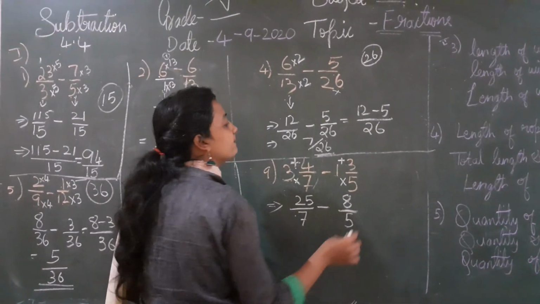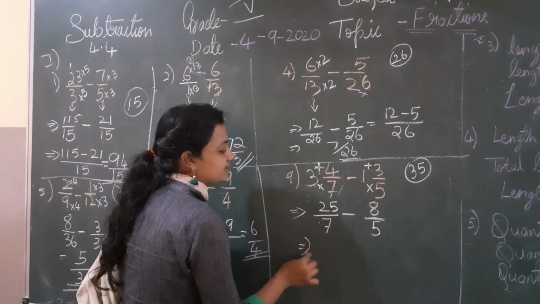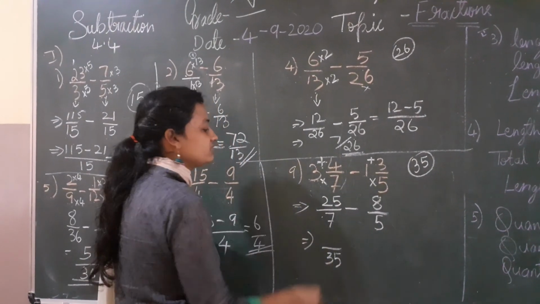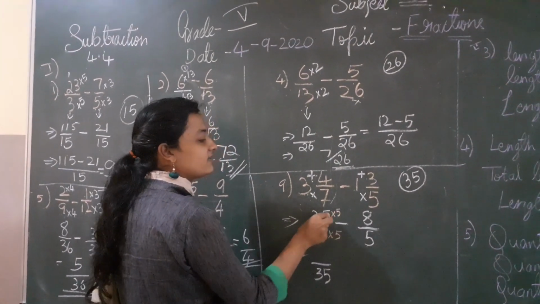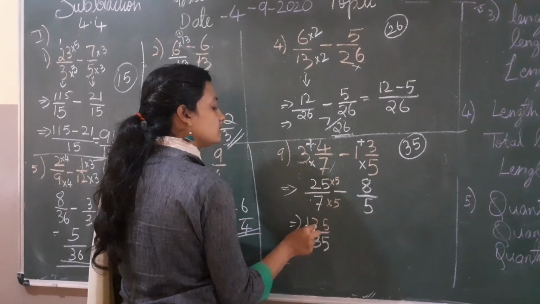Take the LCM. LCM is 35. So let us take 35 as my denominator. I should multiply 7 with what? 7 with 5. So I will multiply 25 also with 5. What is the answer I get? 125.